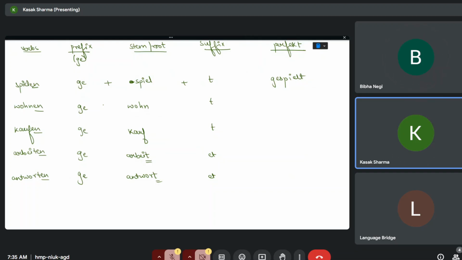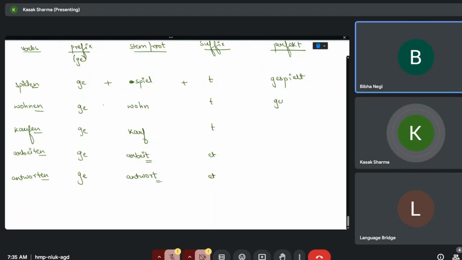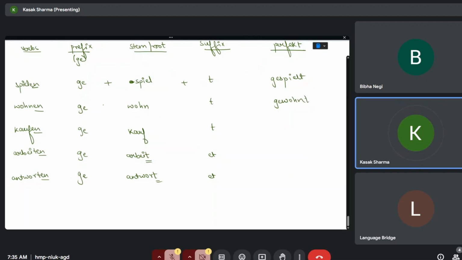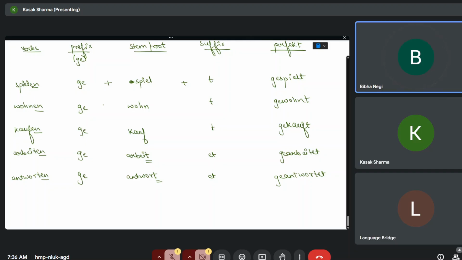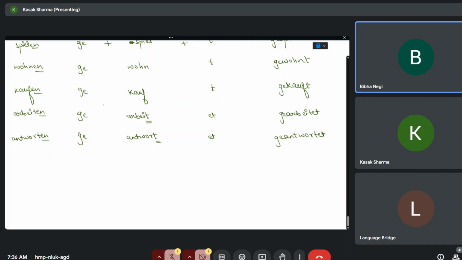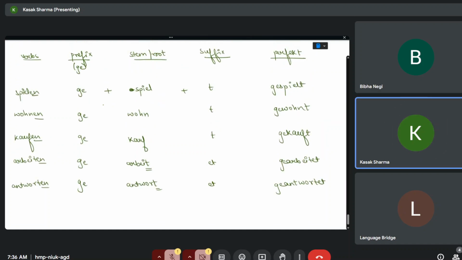Wohnen, it is gewohnt. For kaufen, it is gekauft. For arbeiten, it is gearbeitet. For antworten, it is geantwortet. Till now clear? Have you written this much?